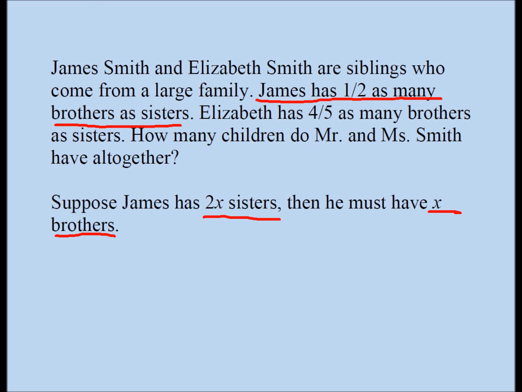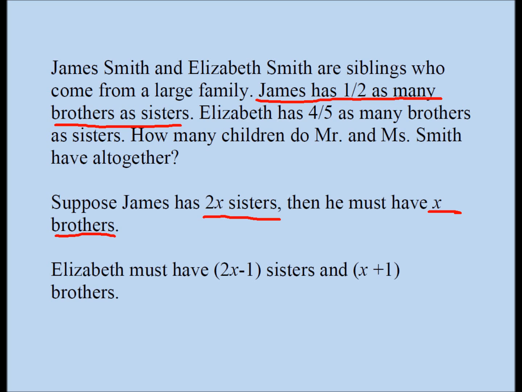Well, based on that, we can say a few things. Take a look at it. If James has 2x sisters, Elizabeth, who's a girl, will have 2x minus 1 sisters, because she cannot be her own sister. And if James has x brothers, since James cannot be his own brother, but he will be Elizabeth's brother, Elizabeth will have x plus 1 brothers.